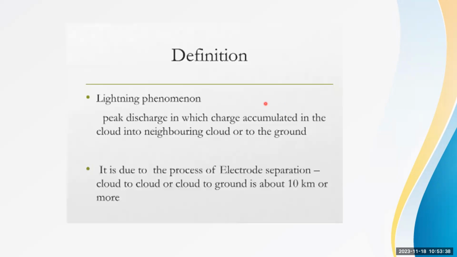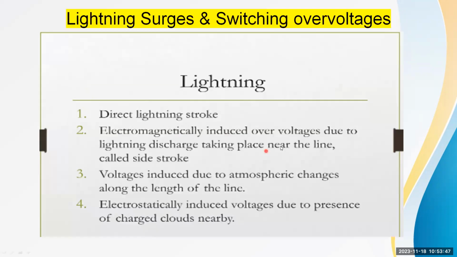And next definition, lightning is a phenomenon that is nothing but a peak discharge of the charge accumulated in the cloud or neighboring cloud. I already explained this concept. Direct lightning strokes and indirect lightning strokes are present between the cloud and the ground. The lightning is a direct lightning stroke, so there is also an indirect lightning stroke.